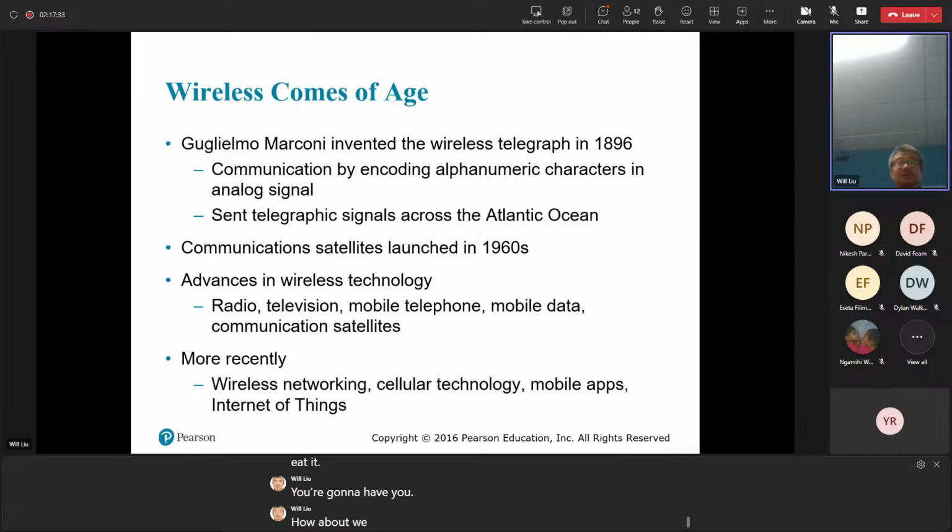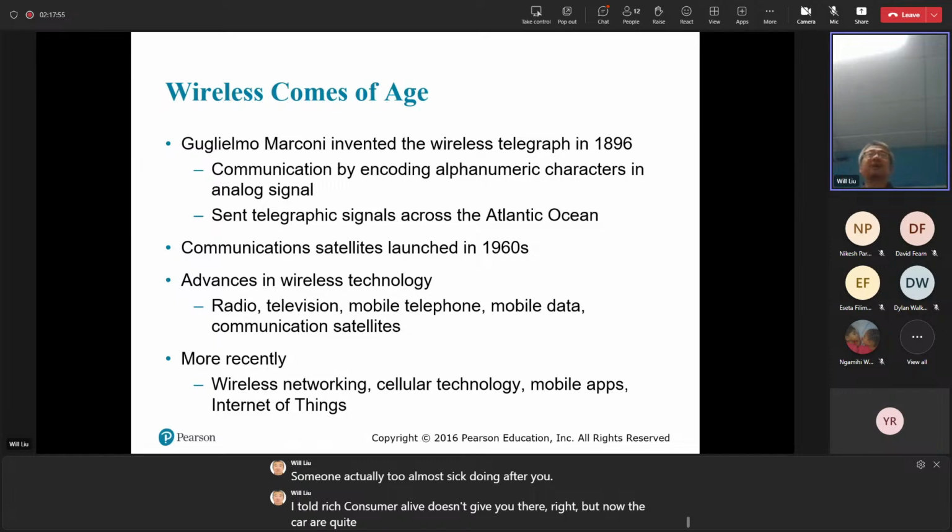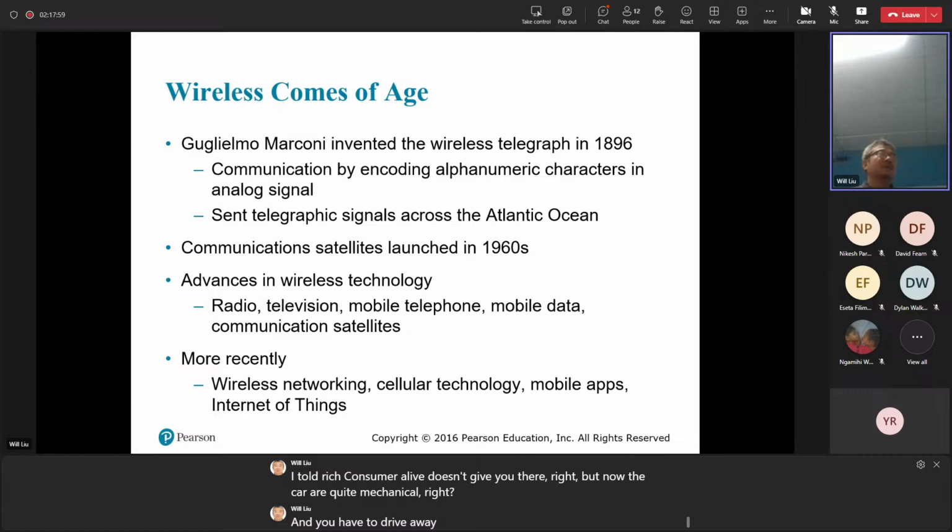How about vehicles? I think maybe it's a little bit hard. I gave you guys vehicles. I mean the car. We have the car every day, right? Every family has at least one car, some two, at most three. I don't think you are so rich as to have so many cars, unless you are a millionaire, right? But now the car is quite mechanical, right? And you have to drive it.